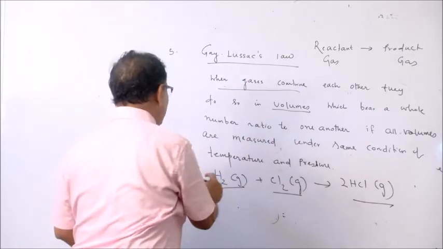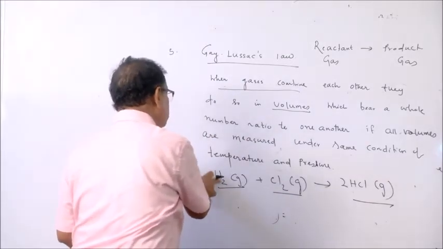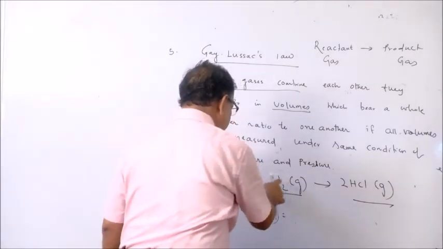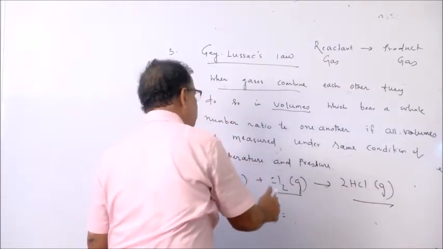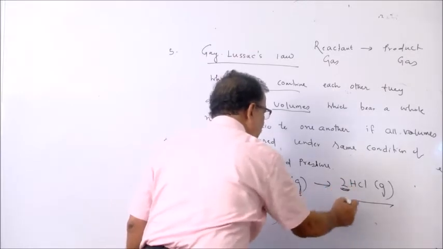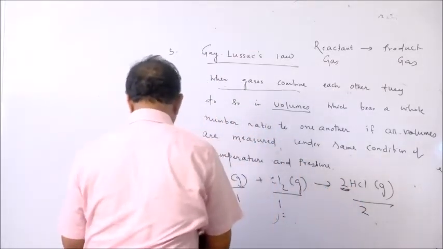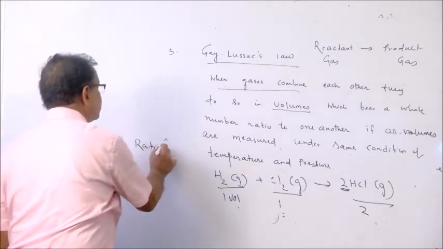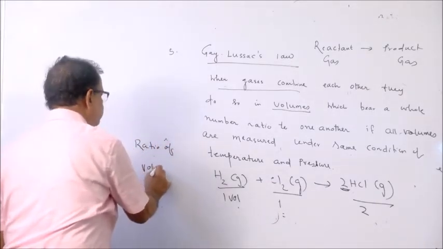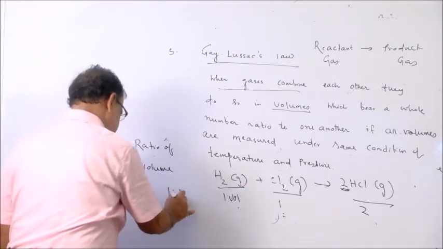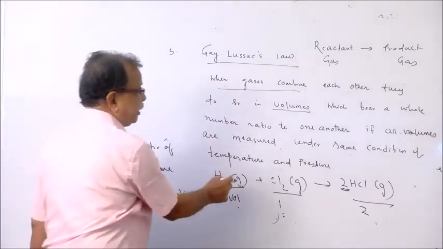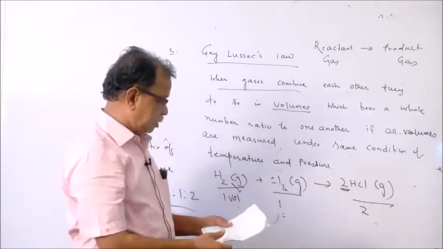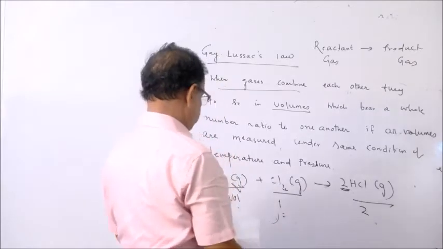One H2 is one volume. Look at chlorine, one chlorine molecule is one volume, and HCl is 2 volumes. So the ratio of volumes is 1:1:2. Look at it, 1:1:2. So this is the Gay-Lussac law.